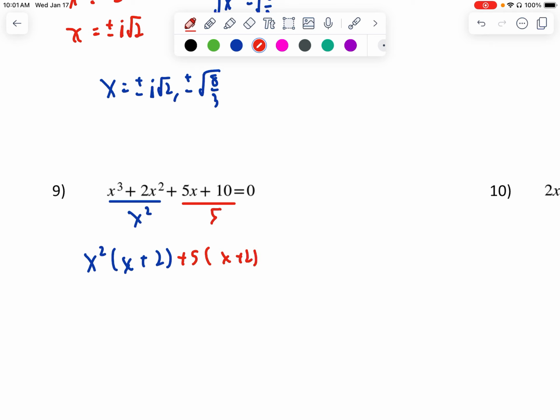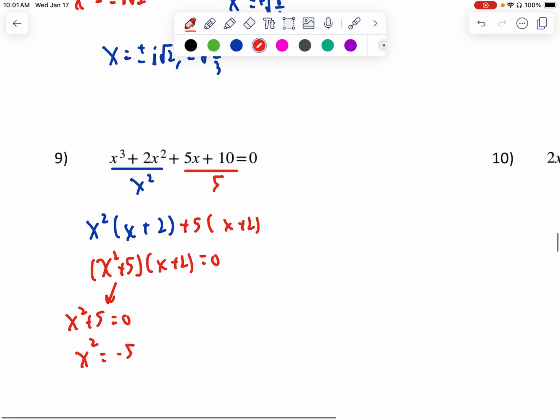Our parentheses match up, so we are good to write this out in factored form. x squared plus 5 times x plus 2 equals 0. And let's go ahead and solve for x on both of these. So first, x squared plus 5 equals 0. I'll subtract 5 on both sides, get x squared equals negative 5. Square root of both sides, get x equals plus or minus i root 5.